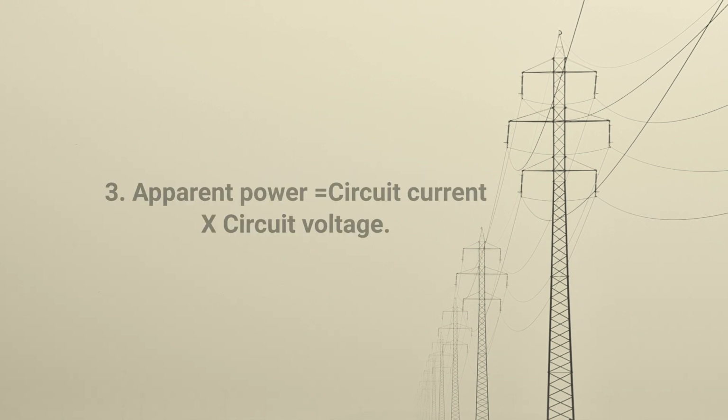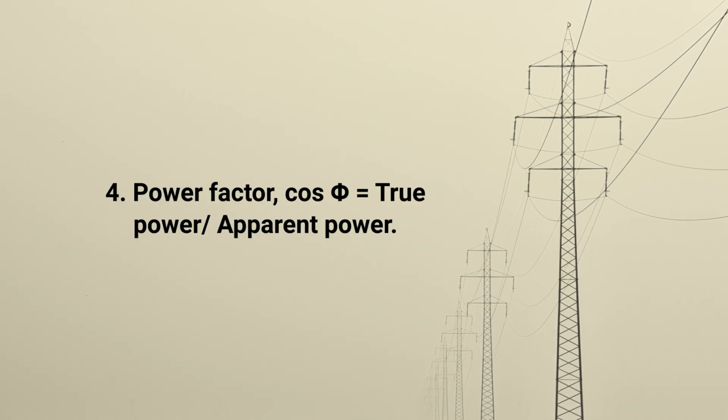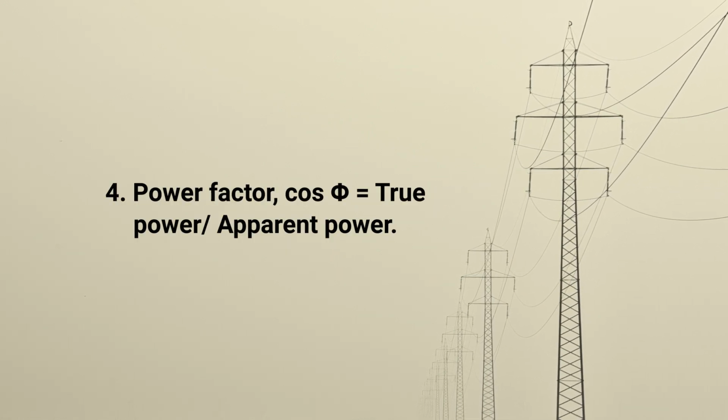And third, power, that is apparent power, can be written as circuit current multiplied by circuit voltage. As I already discussed, power factor can be defined as cos phi, which is the ratio of the true power to the apparent power. Cos phi or power factor can also be explained as the cosine of the angle between voltage and current.